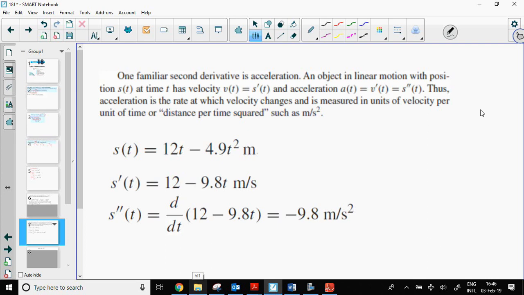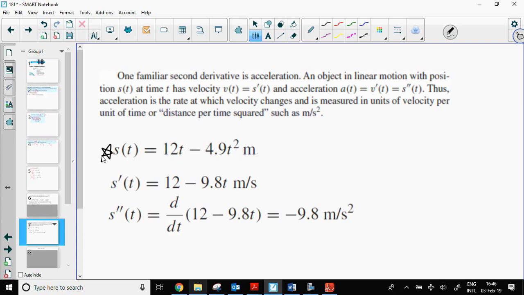So here's just one application, and we're going to spend a lot of time in future chapters talking about stuff just like this. But a second derivative would be acceleration. We talked in the very beginning thinking about what derivatives might be. We talked about the rate of change, right? Instantaneous rate of change.